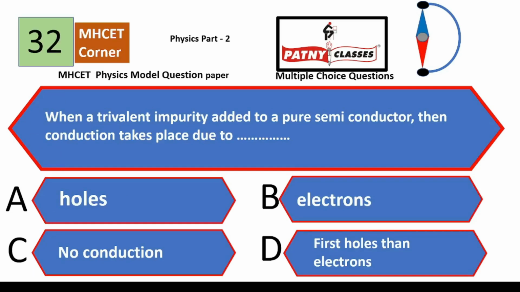Question number 32. When a trivalent impurity is added to pure semiconductor, then conduction takes place due to option A, holes. Option B, electrons. Option C, no conduction. And option D, first holes then electron.